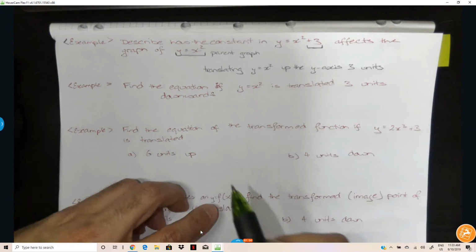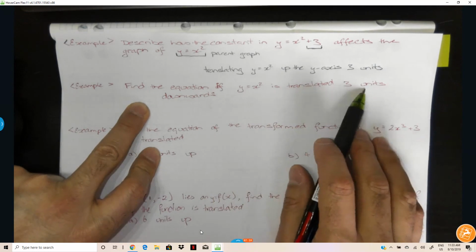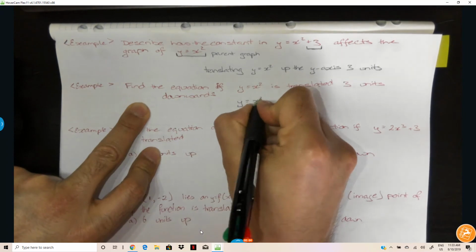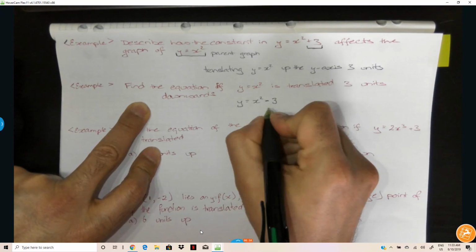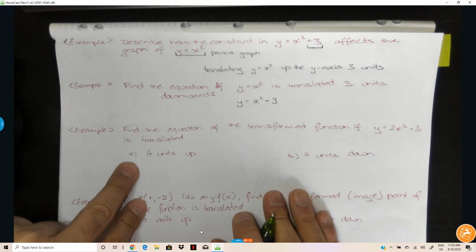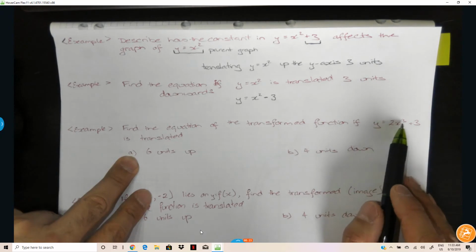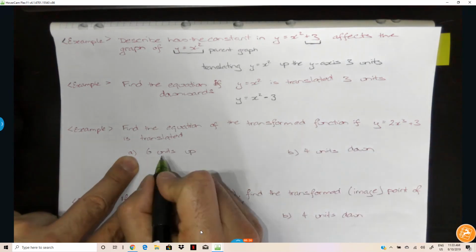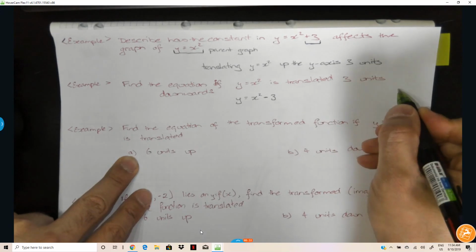If we want to find the equation if y equals x squared is translated 3 units downwards, it will be y equals x squared, the parent graph, and we're going downwards, so we're subtracting 3 units from our y value. Next example, find the equation of the transformed function if y equals 2x cubed plus 3 is translated 6 units up. Remember, we're translating the parent graph up the y-axis by 6 units.